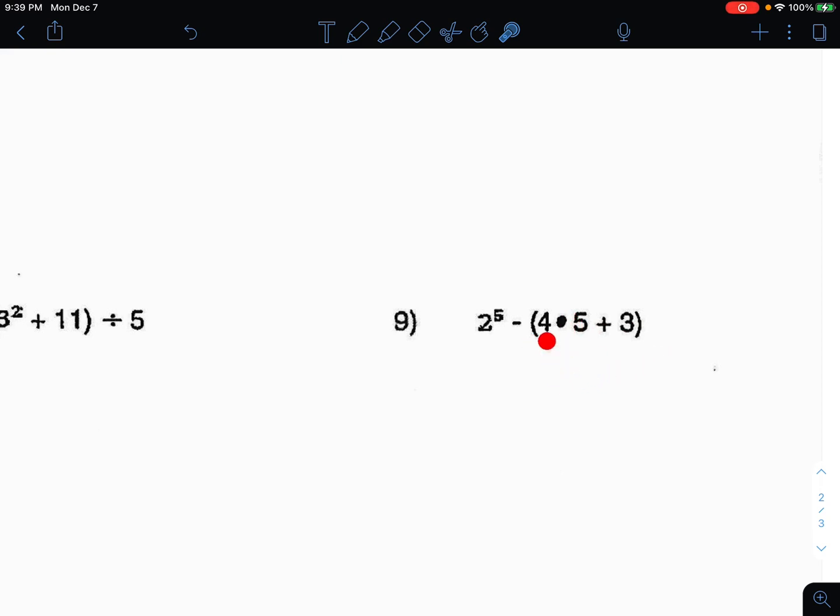If we have any exponents in there, we deal with that next. Next, we look for multiplication and division. And we have some multiplication right there. So 4 times 5, that's what we do first.